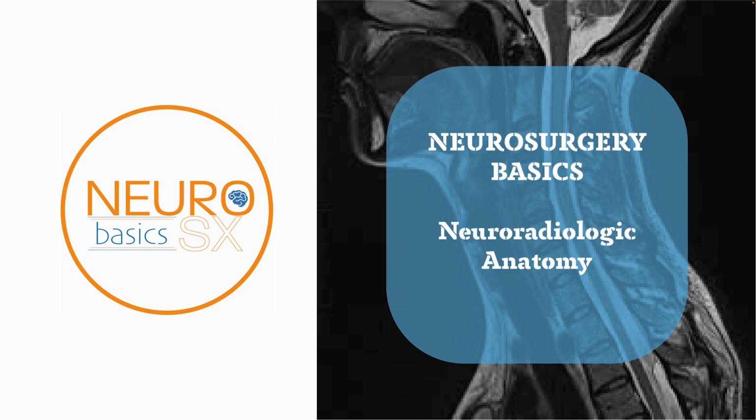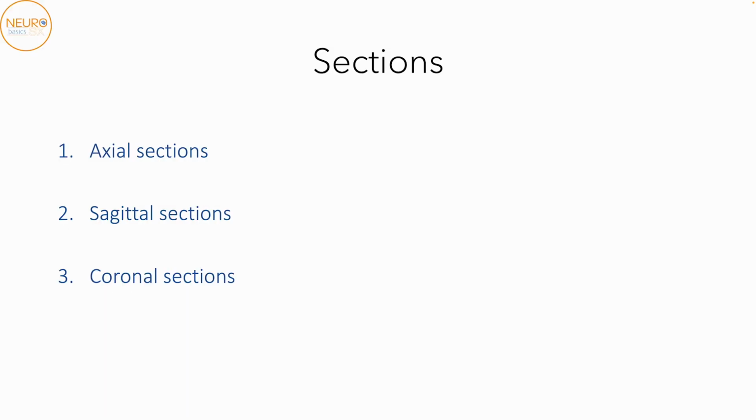Today's lecture is part 3 of Neuroradiologic Anatomy. We've already covered the spine. So today we're going to start with the brain itself. We're going to be covering the anatomy related to MRI images under 3 sections: the axial, sagittal, and coronal sections.